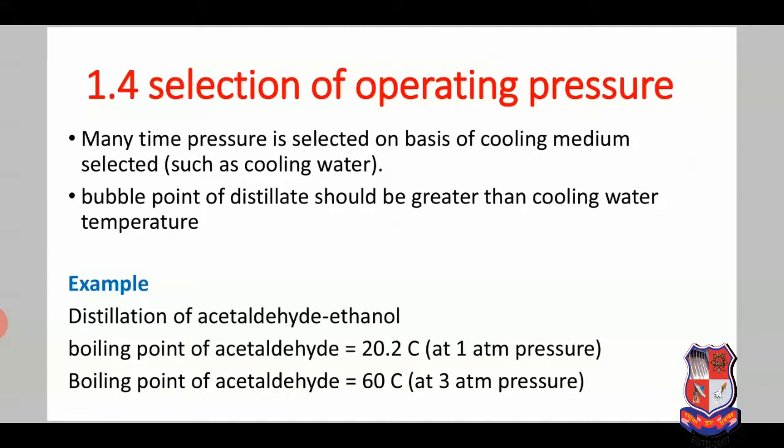So what option we have available? The only option available is we have to increase the pressure. So we will increase the operating pressure to 3 atmospheres. So now the boiling point of acetaldehyde will change to 60 degrees Celsius. Now again consider this case. Our water is available at 35 degrees Celsius and now this acetaldehyde is available at 60 degrees Celsius. So now it is possible to condense those acetaldehyde vapors. I hope you are getting my point.